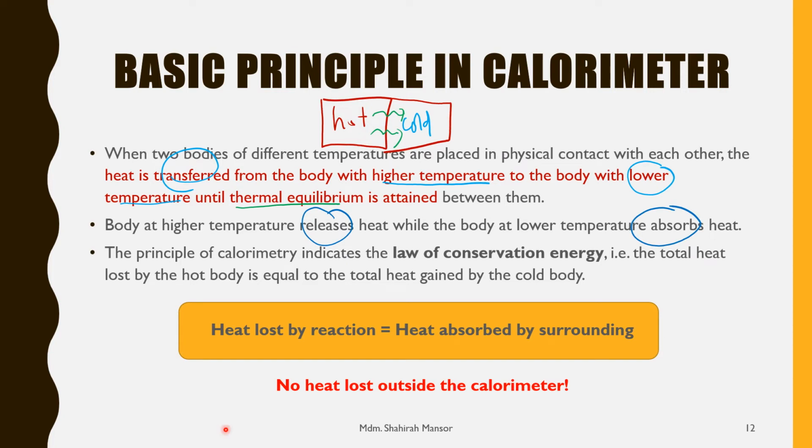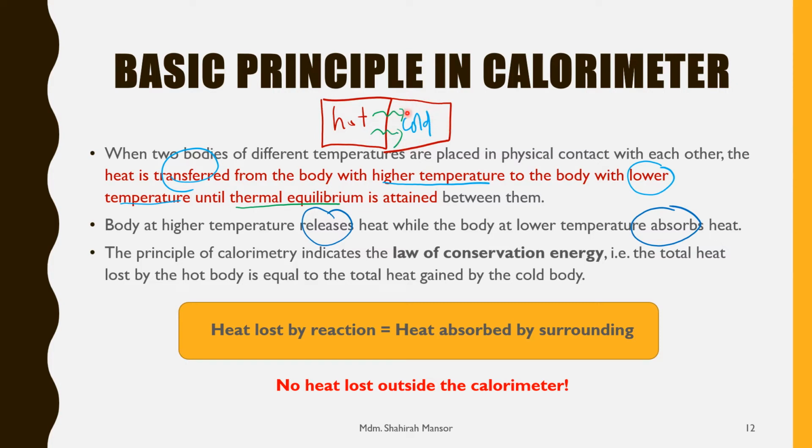So the principle of calorimetry indicates the law of conservation of energy, iaitu total heat lost by the hot body is equal to the total heat gained by the cold body. So dengan cara meletakkan bekas yang panas dan bekas yang sejuk secara bersebelahan, the amount of energy released from this hot substance akan diserap oleh cold substance.